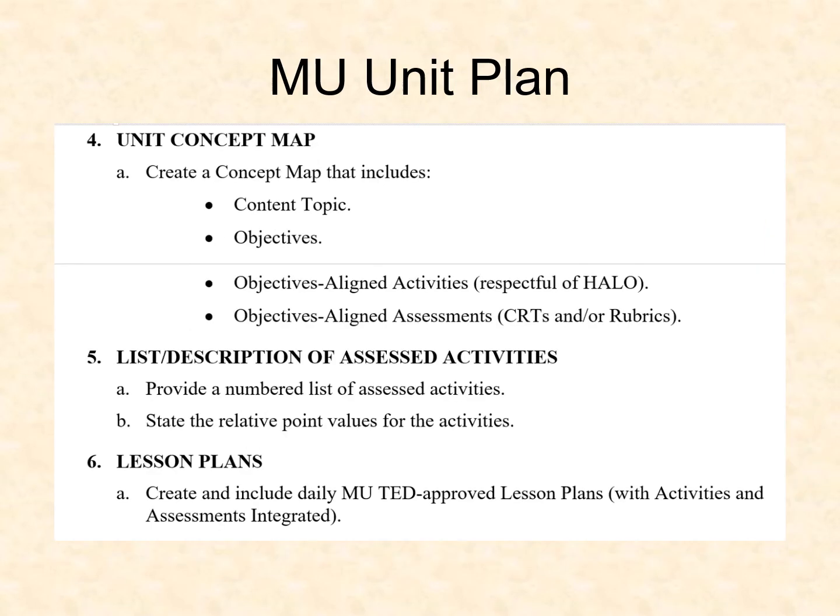The fourth section of the unit plan calls for you to develop a unit concept map. In the map, include the topic, the objectives, the activities, and be aware of HALO as you do that, and also the assessments that you're going to use as part of the unit. In the fifth section, we ask you to describe or list the assessed activities. So provide a list of assessments and state the point values for these activities.